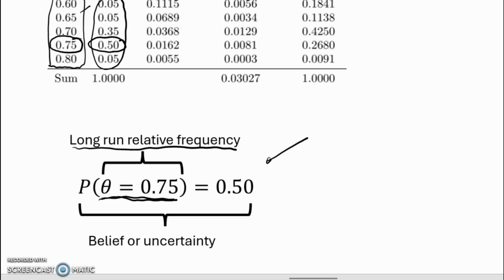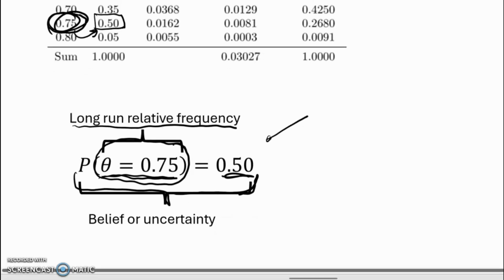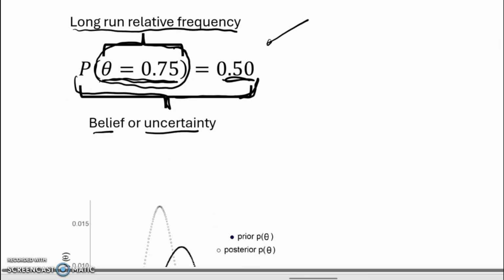But what the Bayesian does is consider this whole expression. What they're saying is that if there's only 5 possible values of the true value of theta, the probability of the actual value of theta being equal to 0.75 is equal to 0.50. So the probability that theta is equal to 0.75 is equal to 0.50, and that's a statement of our belief or uncertainty about what the true value of theta is.